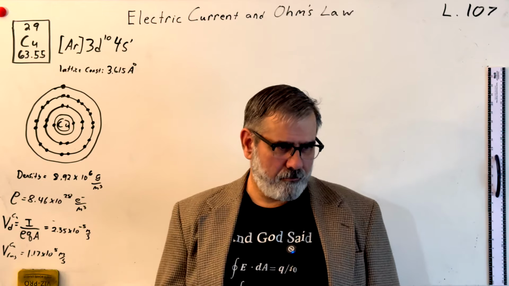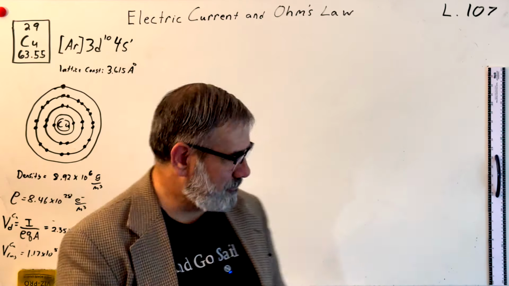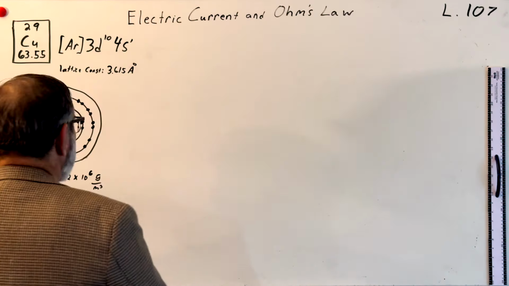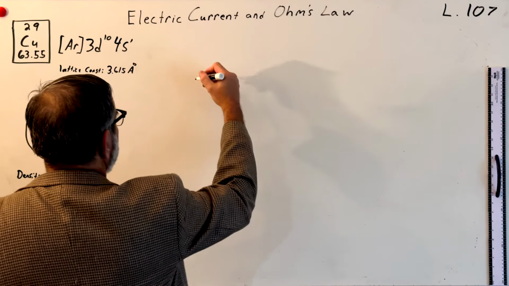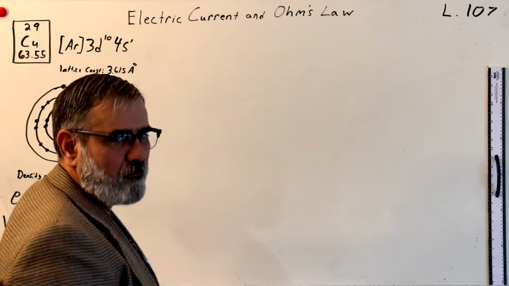Now, before we've used this model for an atom, a simple model. So we're going to use Newton's second law. We're going to write F equals ma.